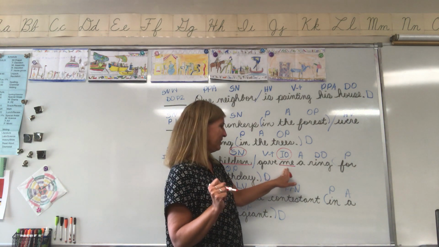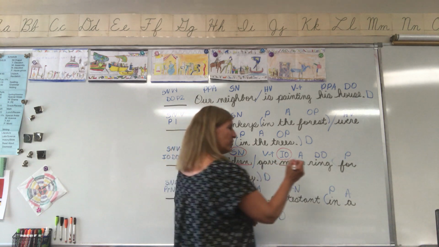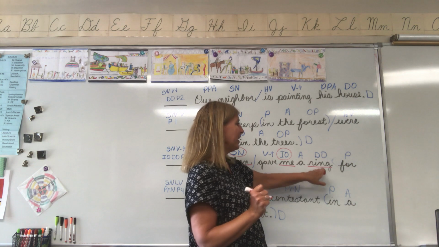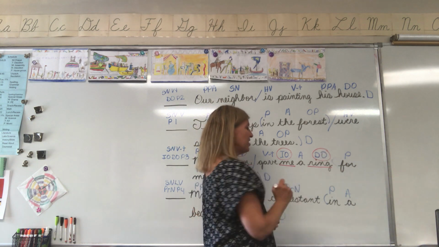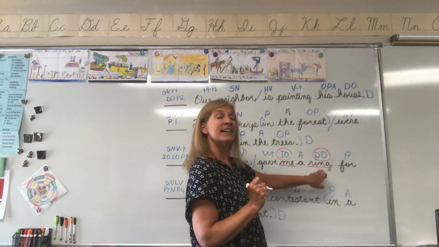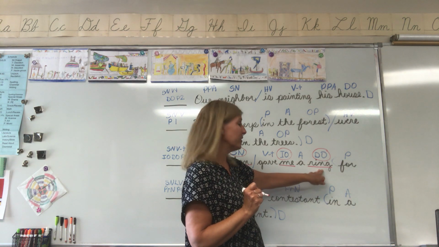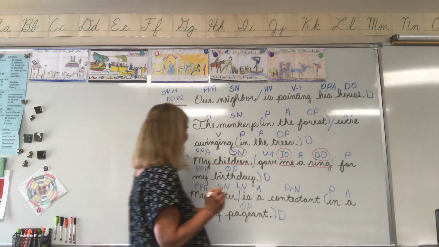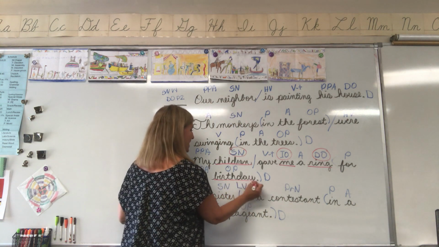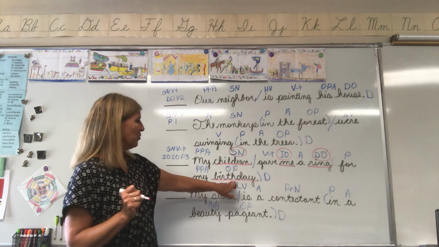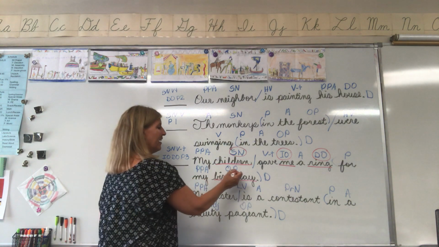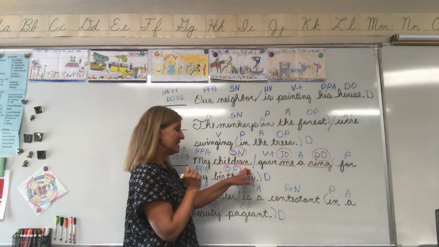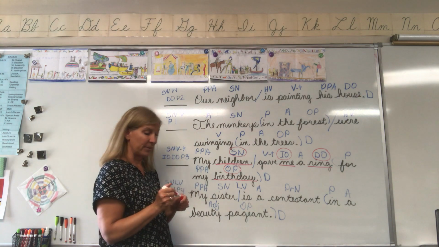It is common. How about ring? What is the job of ring? Ring is a direct object. Is it singular or plural? Singular. Common or proper? Common. Last one, birthday. What is the job of birthday? Object of the preposition. Singular or plural? Singular. Common or proper?